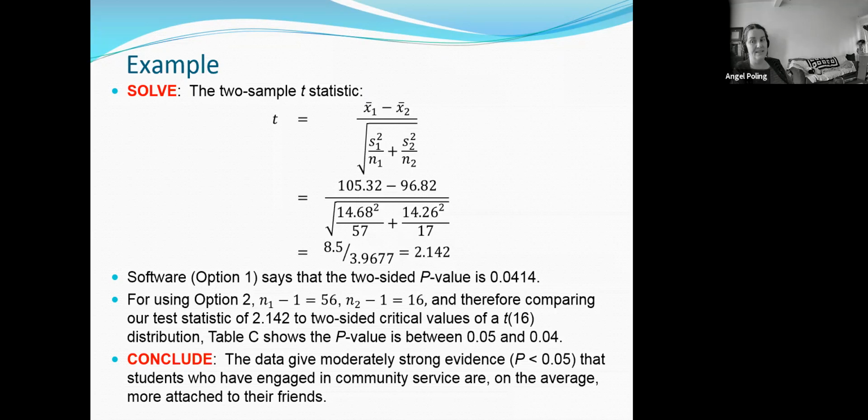So I don't necessarily agree with this, right? They said we didn't know which group we thought was more or less, right? They said it was two-sided. And so I would have probably worded this differently, just to say that the students who engage in community service on average do have a different level of attachment to their friends.